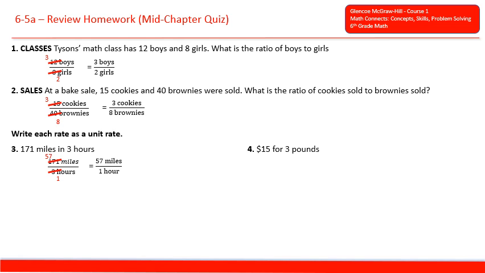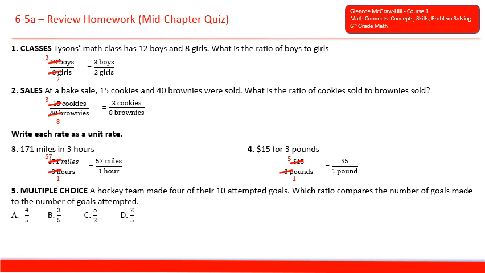Number 4, find the unit rate for $15 for 3 pounds. So there's our ratio, $15 over 3 pounds. And again, we want to get the denominator to 1 pound. So we'll try to divide numerator and denominator by 3. So 3 divided by 3 is 1. 15 divided by 3 is 5. So it's $5 per pound.